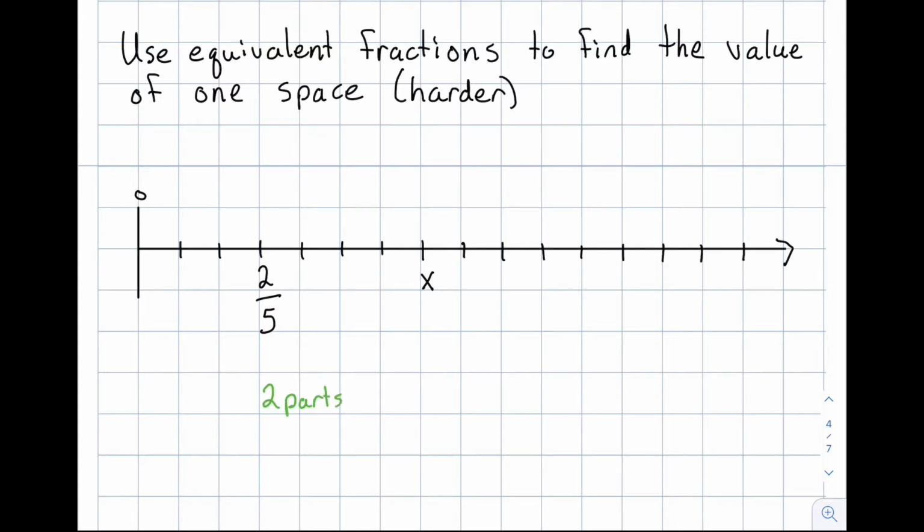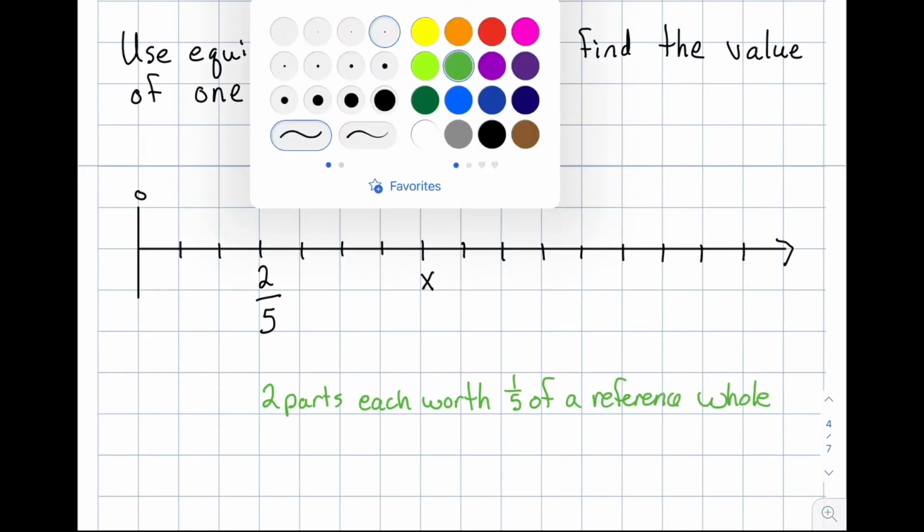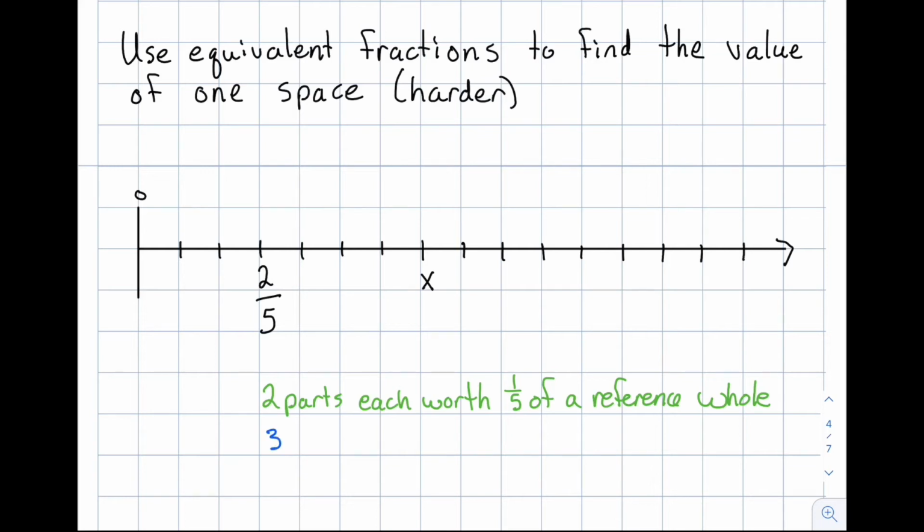Right now I have two parts, each worth 1/5 of a reference whole, just interpreting my fraction, and it would be awfully nice if I could have three parts. Why three parts? Because I have 1, 2, 3 spaces.